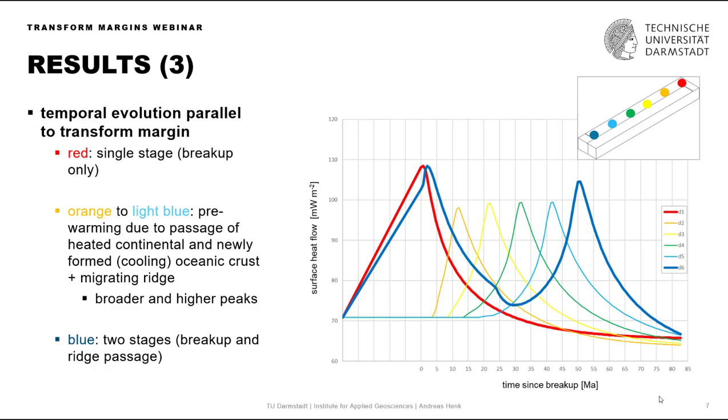Finally, the blue dot and the blue curve stand for a point at the second rift segment which experiences these two thermal peaks, one at the time of breakup and one at the time when the ridge passes by, which in the present modeling study is 50 million years after breakup. In between, this pre-warming effect already ensures increased lithospheric temperatures and longer times for thermal equilibration afterwards.